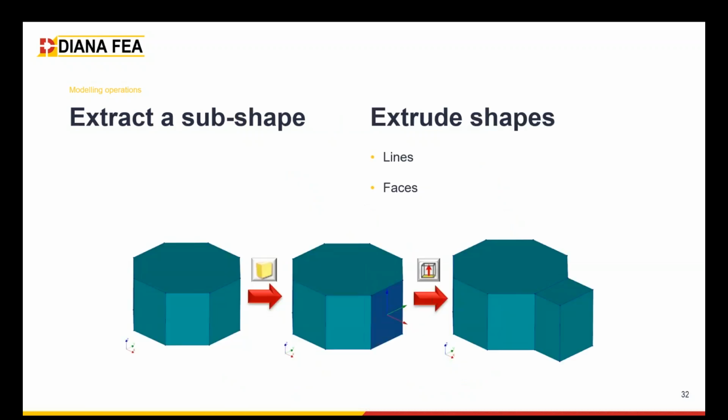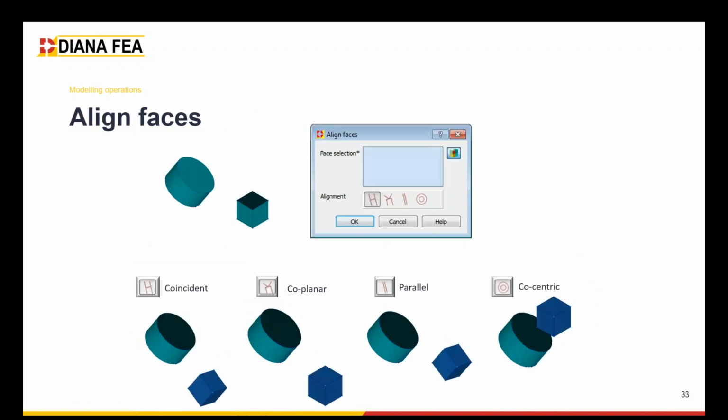You can select and extract edges, faces, and then extrude them. So for instance, in this case here, we have a shape for which we extract a shape, and then we extrude it. And we can do that also via action box or interactively directly in the working environment.